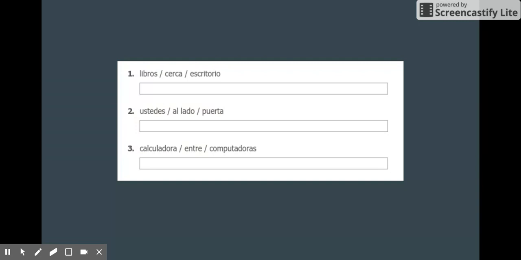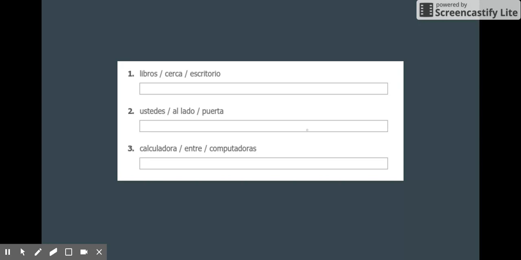So here's one of the homework activities. All you have to do is rewrite the sentence using the verb estar. The first one, libros cerca en escritorio, books close to and desk. So to turn it into a sentence, we would have los libros están cerca de el, or del, escritorio.